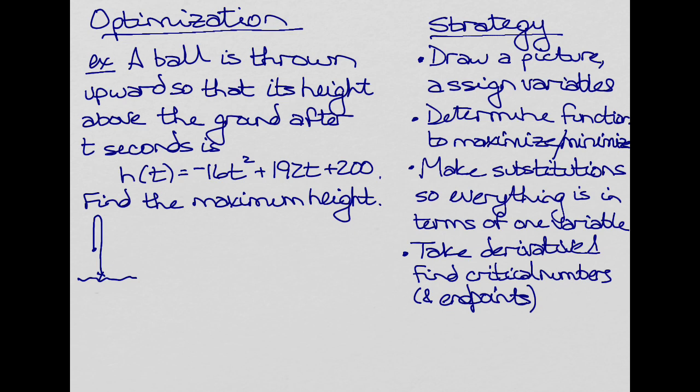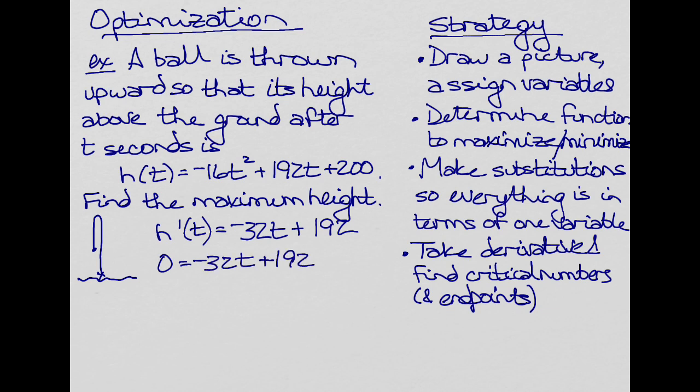Those don't make sense in the context of this problem, so I'm just going to take my derivative. Here we go. So I got negative 32t plus 192. And I'm going to set that equal to 0 to find critical numbers. Subtract 192, divide by negative 32, and I get t is 6. So that's lovely. T is 6.